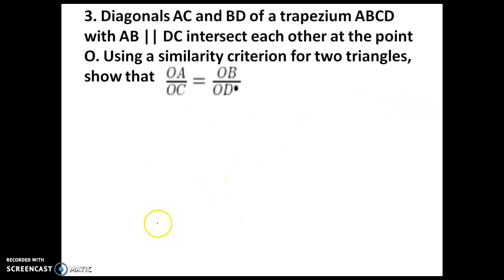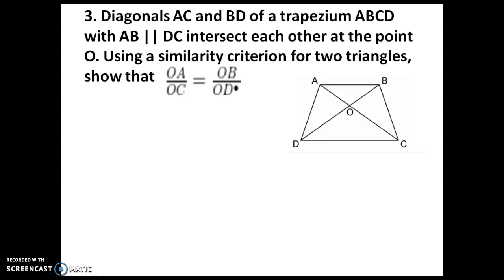Next problem. Diagonals AC and BD of a trapezium ABCD with AB parallel to DC intersect each other at point O. Using a similarity criterion of two triangles, show that OA by OC is equal to OB by OD. This proportion being equal, we should show. That's what is asked.